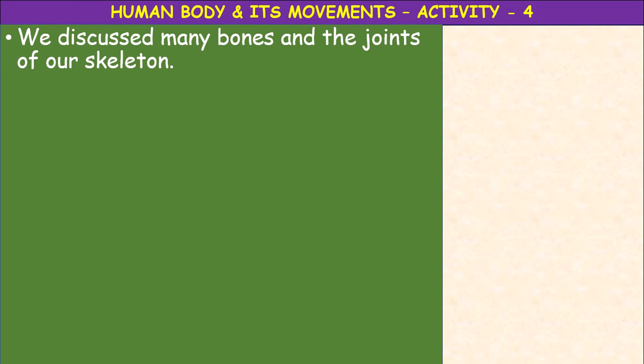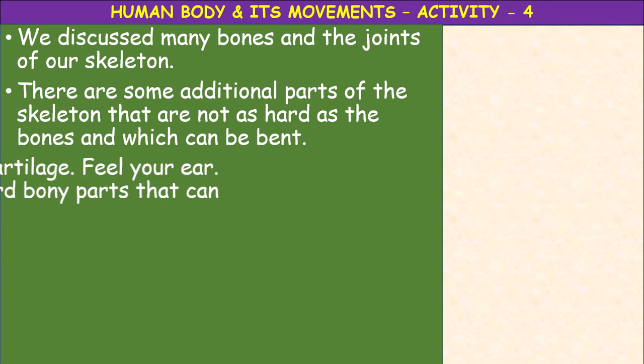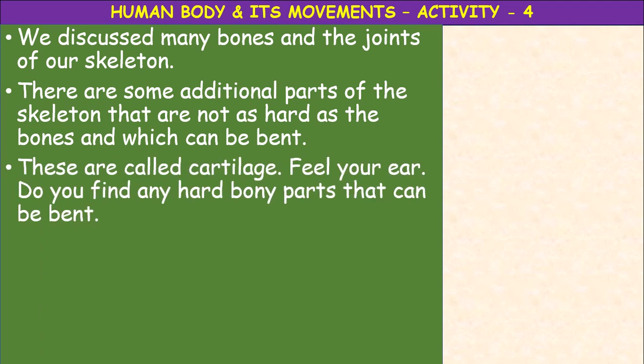Next, we discussed many bones and the joints of our skeleton. There are some additional parts of the skeleton that are not as hard as bones and which can be bent. These are called cartilage. What do you call those which can bend, which are not hard, which are somewhat spongy? They are called cartilage. For example, you can feel your ear. You can touch your external ear. Do you find any hard bony part that can be bent? No. Okay, it is just like a flap.